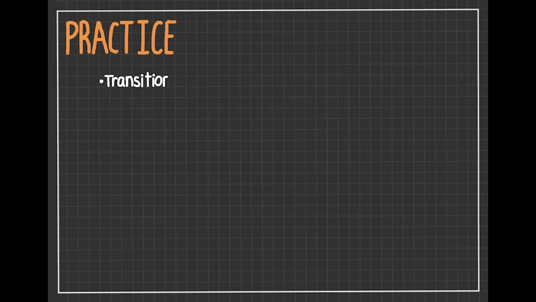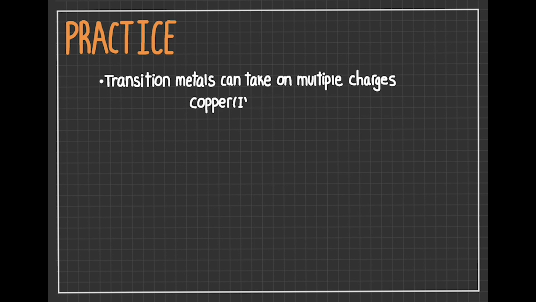Now let's try a practice with a transition metal. Transition metals can be trickier since these metals can often take on multiple charges. The best way to identify what charge the transition metal has is by looking at the written name. For example, copper 1 chloride. That 1 indicates that the copper will have a +1 charge. Now, since chlorine is missing only one electron to complete its octet, it will have a -1 charge, and the compound simply becomes CuCl, copper chloride.